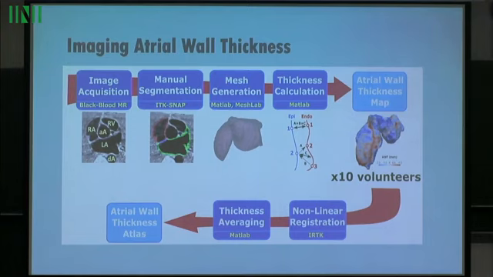So we developed a new inversion recovery-based protocol, segmented it, built some meshes, calculated the thickness using a very simple dual nearest neighbor protocol, and we were able to create a map of thickness, with red being the thicker regions and blue the thinner bits. And then we could register all these maps together for different subjects to create an atlas of atrial wall thickness.